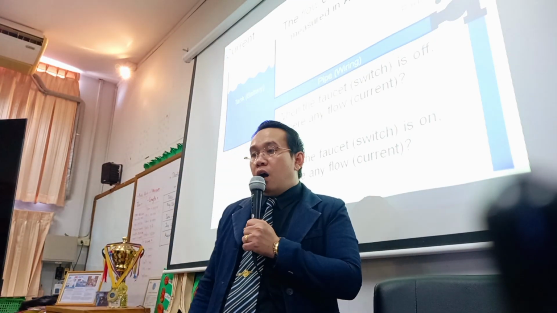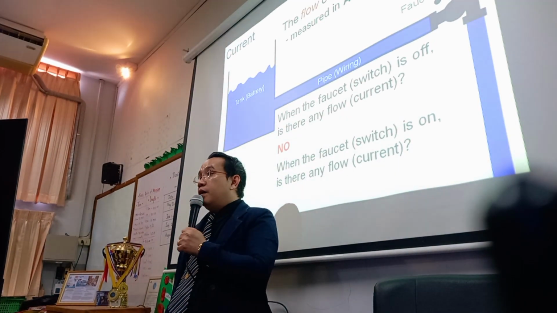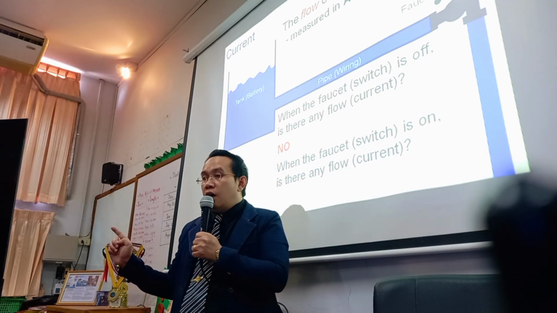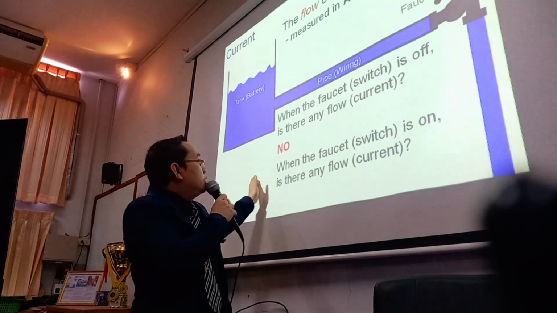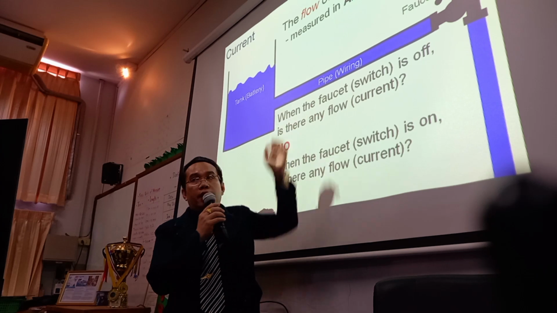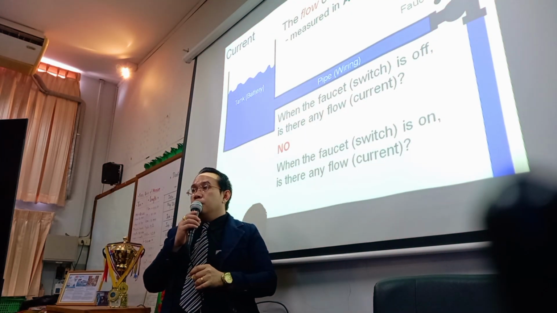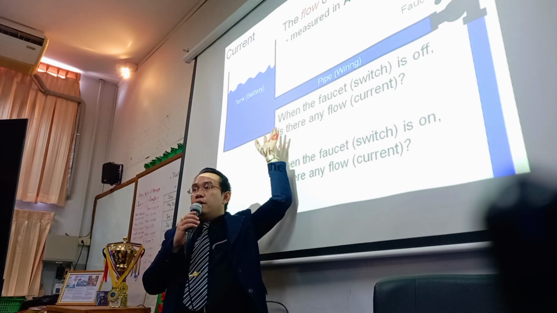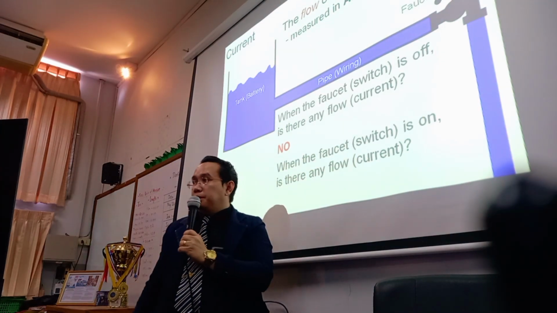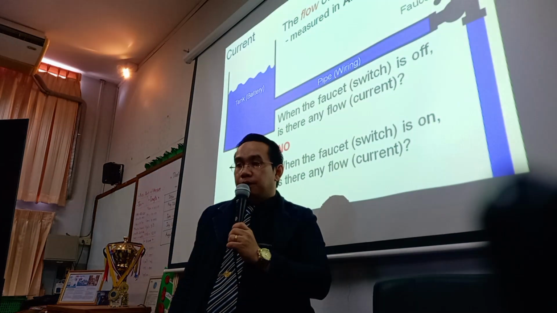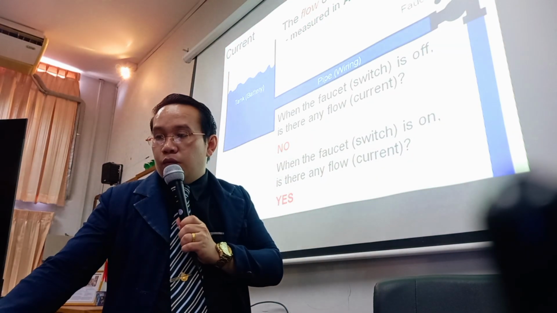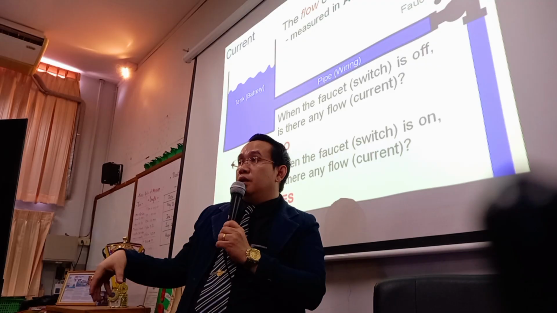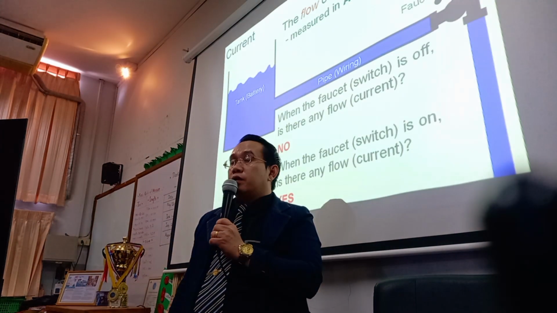When the faucet is on, is there any flow of current? Yes or no? Based on this diagram, where we are using the water tank as another example, yes or no? Of course, yes. There is water coming out. That's the same thing with electricity.